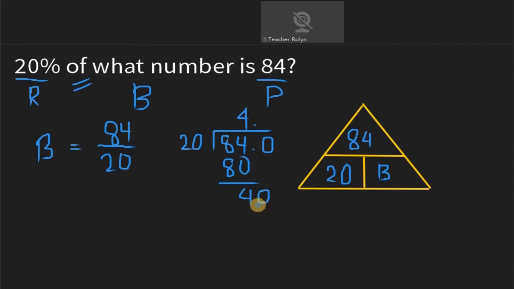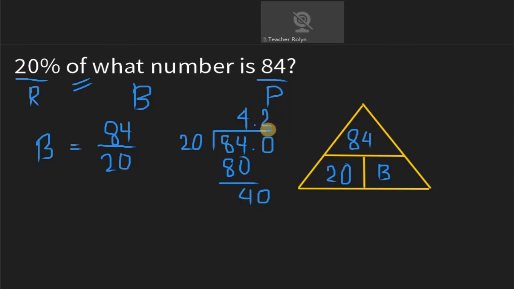Alright, then we can divide. 40 divided by 20 is 2. Why do we need to add a point and add 0? Kailangan nating magdagdag ng point so that the number inside will not change its value. Okay, so our answer is 4.2.